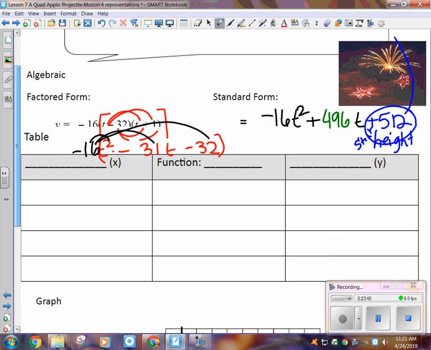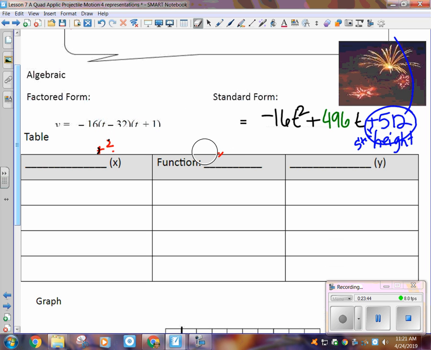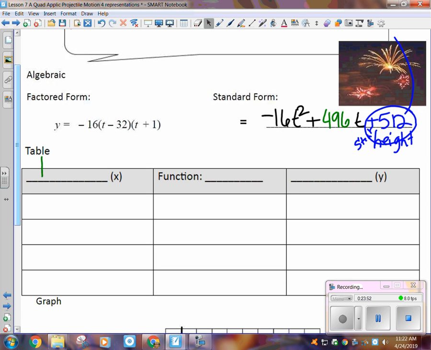Okay. I'm going to go back to factored form for real quick. There are 2 points that I can graph really easy just by looking at this. What are 2 points I can graph really easy just by looking at that? The numbers in the parentheses are important. Put your thinking caps on, remember. They come out, but they don't come out the same. They come out opposite. So they're going to come out at what?